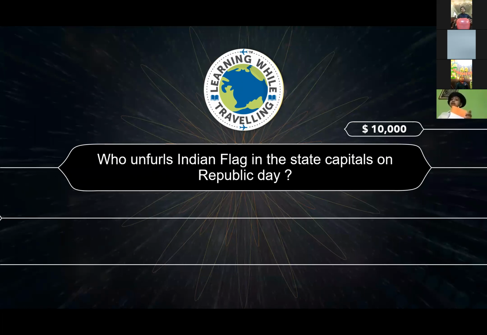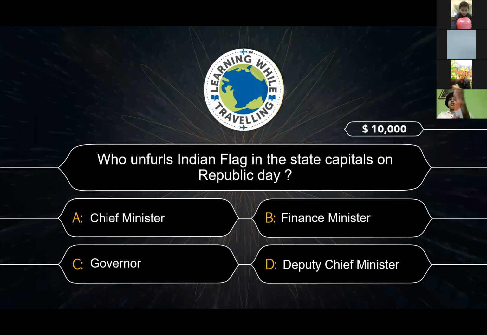Who unfurls the Indian flag in the state capitals on Republic Day? Options are A. Chief Minister, B. Finance Minister, C. Governor, D. Deputy Chief Minister.